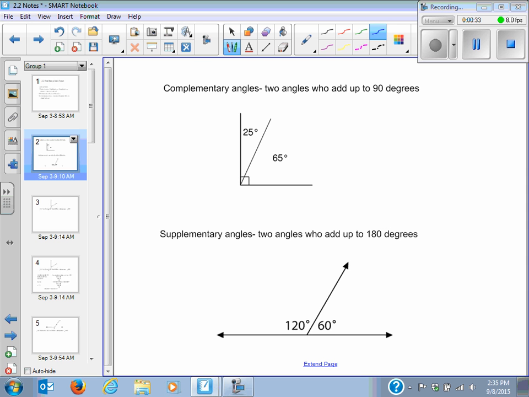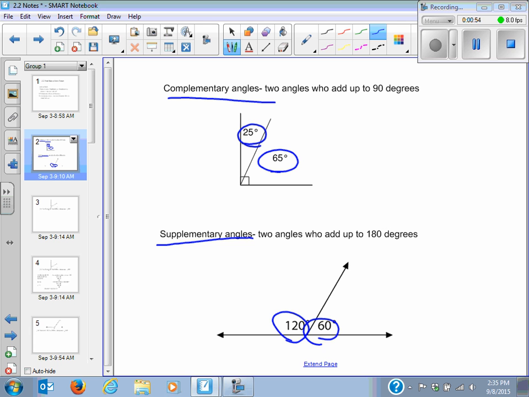All right, so complementary and supplementary angles. Very similar terms. You can hear how they sound the same. Complementary angles are two angles that add up to 90 degrees. Supplementary are two angles that add up to 180 degrees. So if you add these two right here, they add up to 90 degrees. Therefore, they are complementary. If you add these two right here, you get to 180.